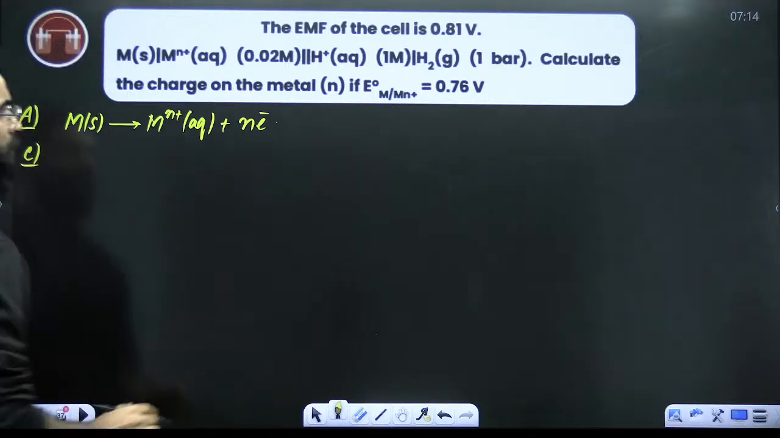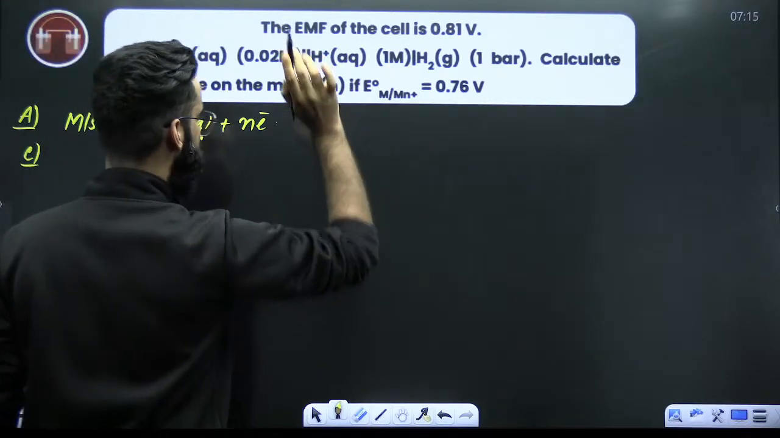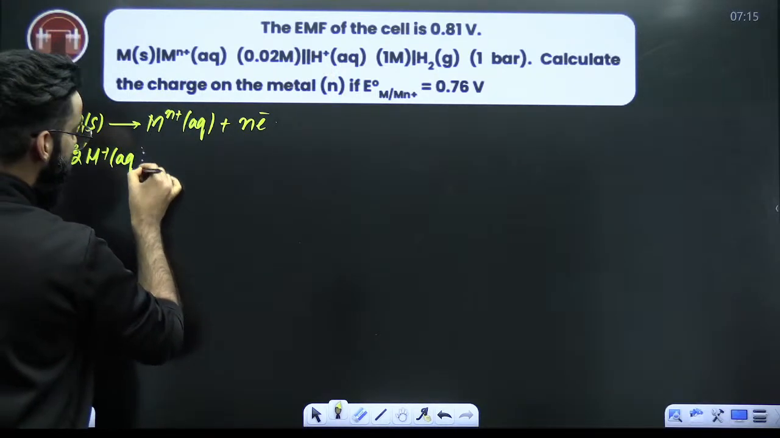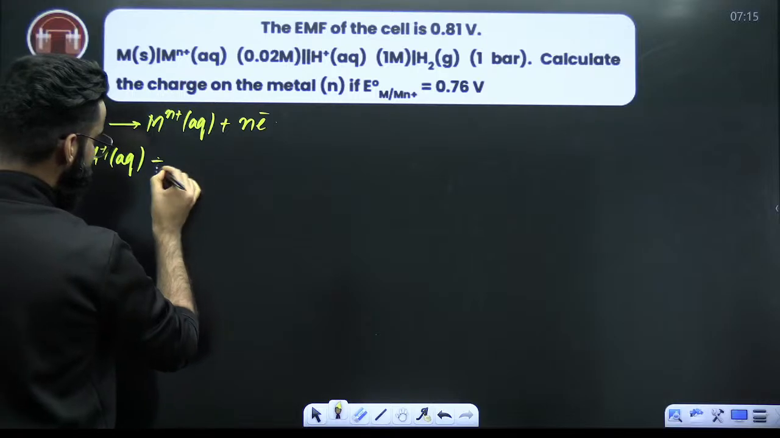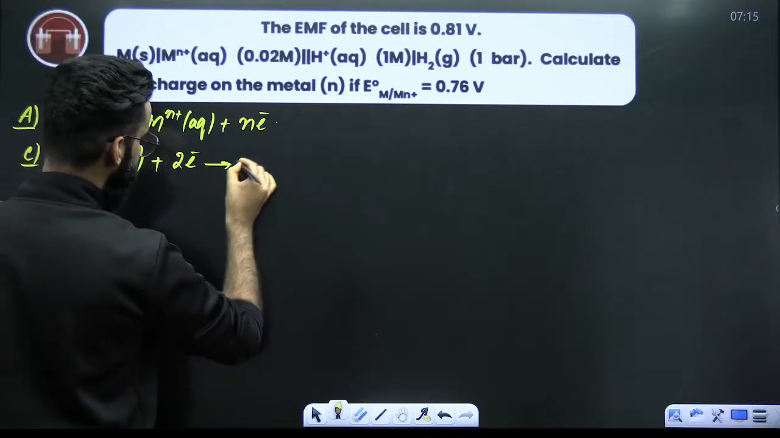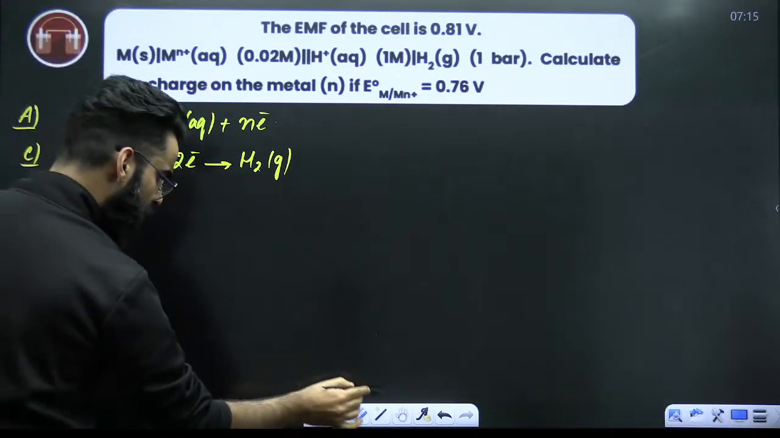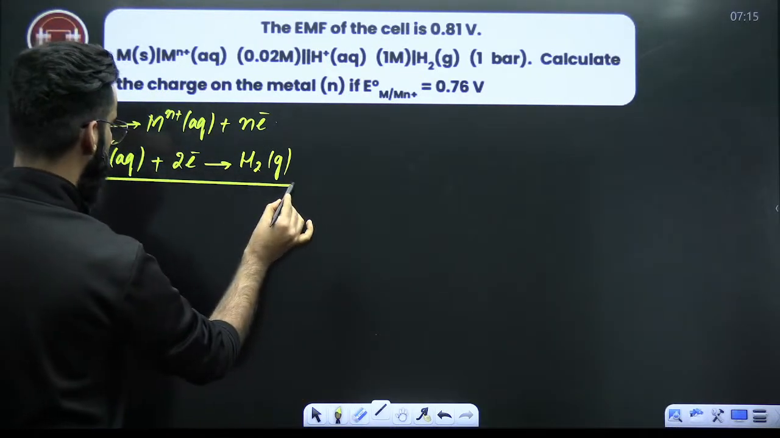Similarly, reaction at cathode, H positive gives H2. So the reaction has to be 2 times H positive aqueous plus 2 electrons gives H2, since the hydrogen electrode is behaving like the cathode. And when it behaves like the cathode, the reaction has to be like this. This is your H2. Perfect. So you got the reaction at anode, you got the reaction at cathode as well.